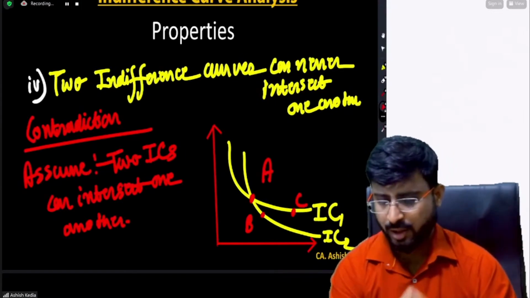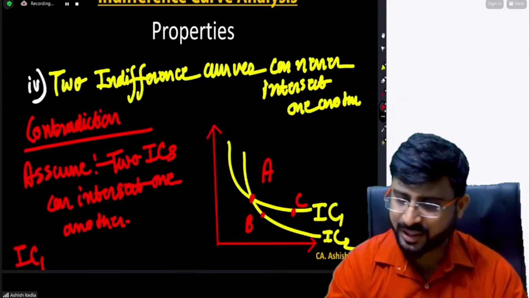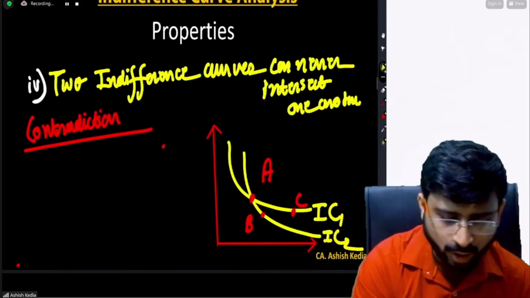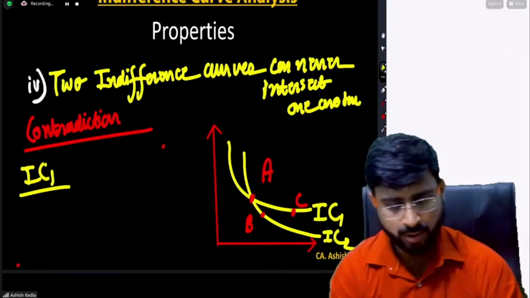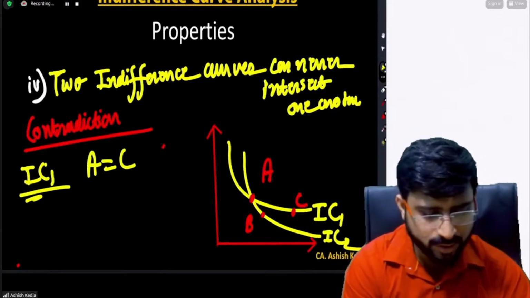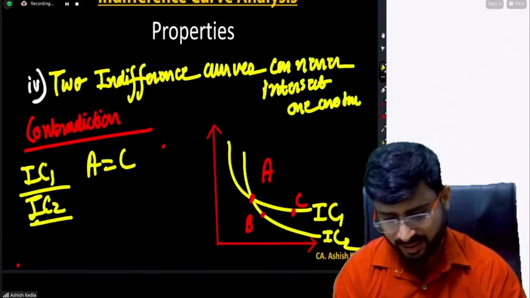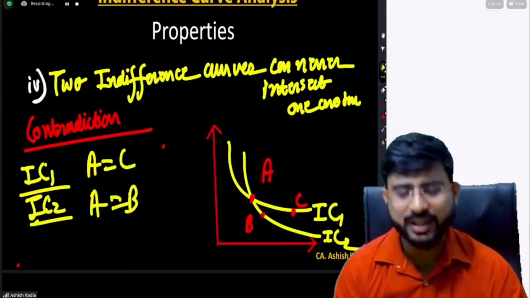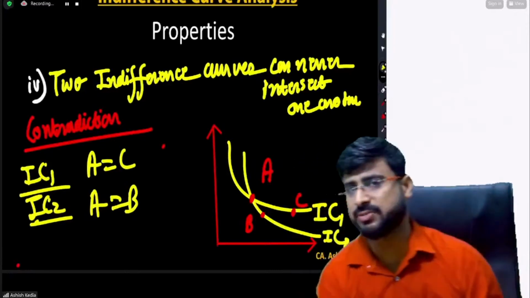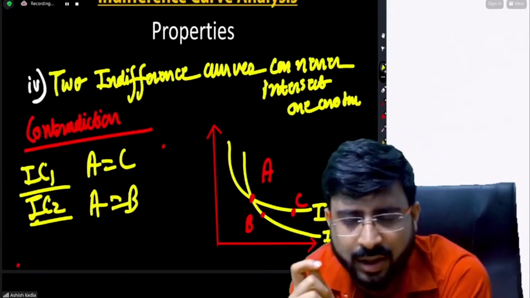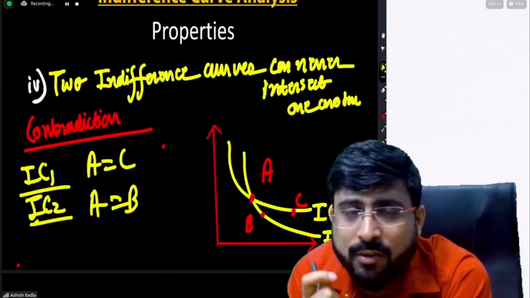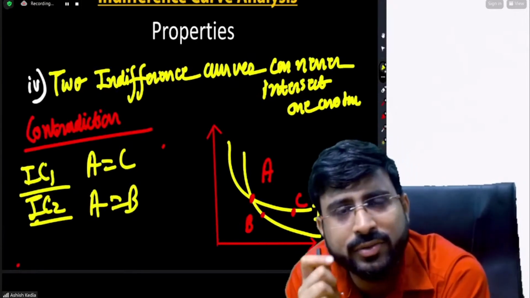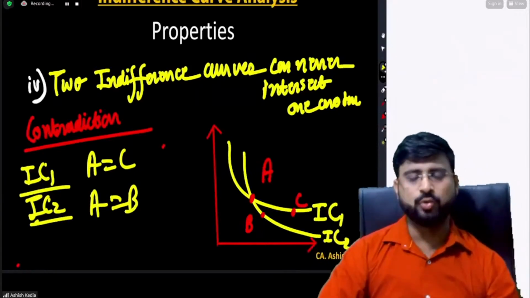Now see, on indifference curve, all the points give the same level of satisfaction. Yes or no? Yes, sir. So if you see indifference curve 1, A and C are found, so both A and C give same satisfaction. In indifference curve 2, rather B and A are there. And you will remember, all points on indifference curve give the same level of satisfaction to the consumer. Everybody write it down in the chat box first.